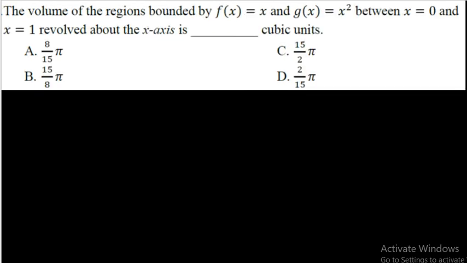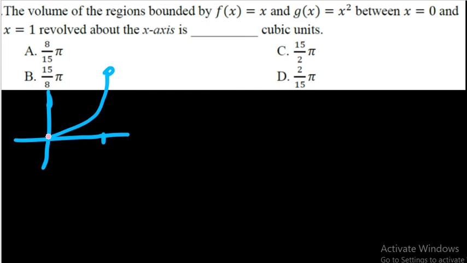The next question says, the volume of the region bounded by f of x equal to x and g of x equal to x squared between x equal to 0 and x equal to 1, revolved about the x-axis. This time, if you try to plot how the graph looks, one of the functions will be like a parabola, the x squared part, but we are going to consider only between 0 and 1, so we don't need the other part.